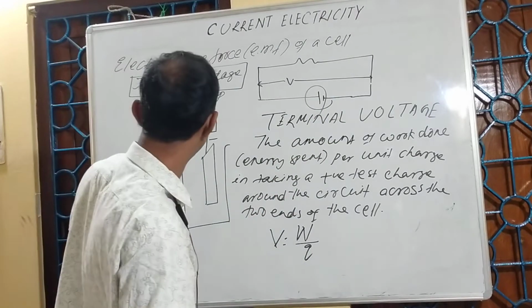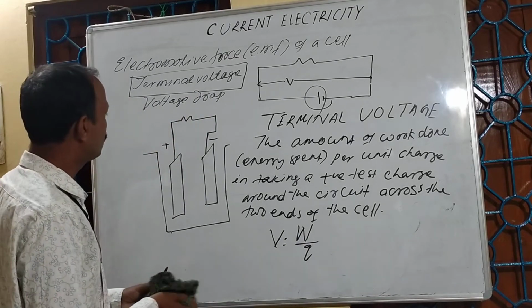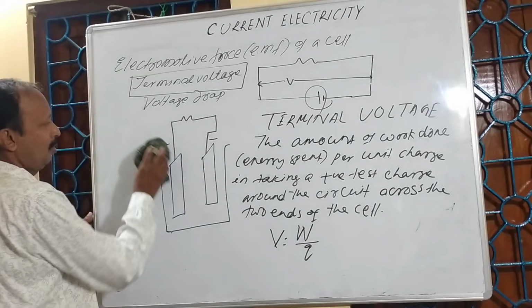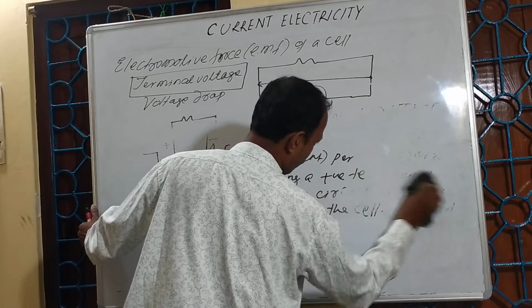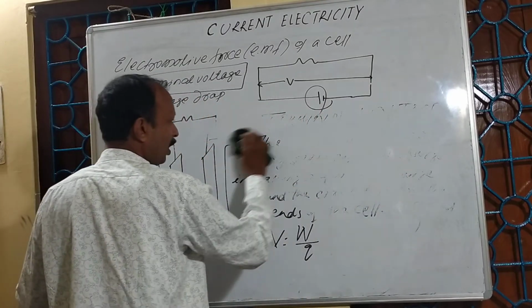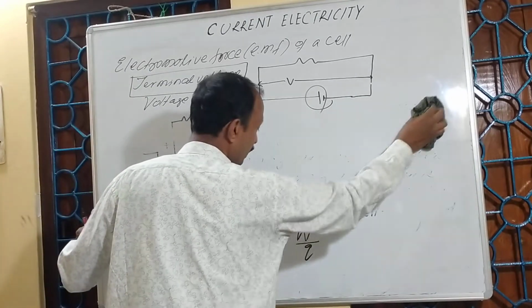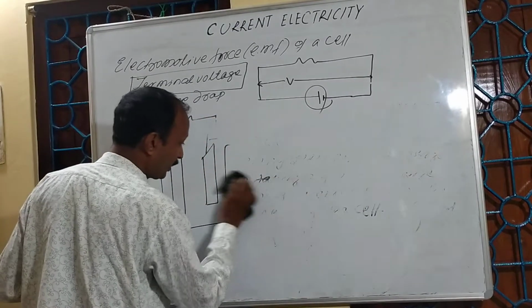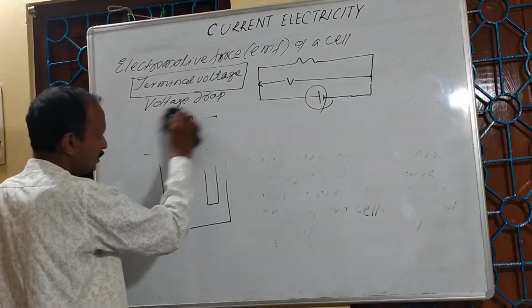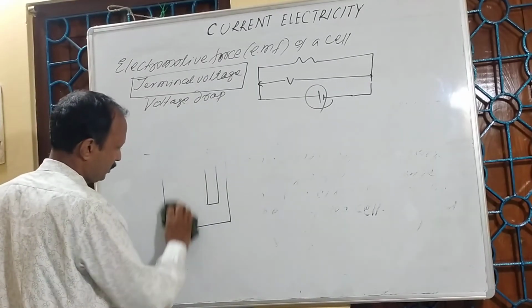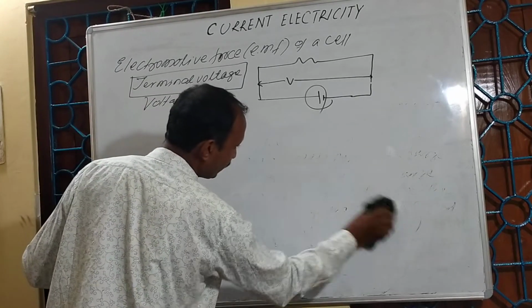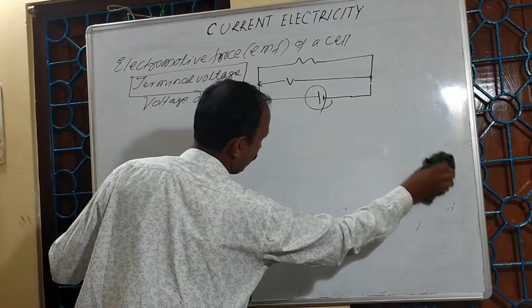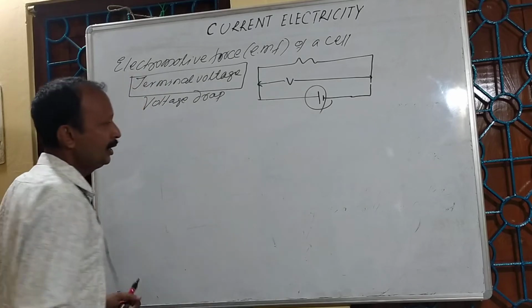So let us move to the third point, that is the voltage drop. So what is that voltage drop? Voltage you know. Then what is the voltage drop? That means a drop of the voltage. Yes, that is correct, but we have to discuss its technicality. What is voltage drop? Listen carefully.